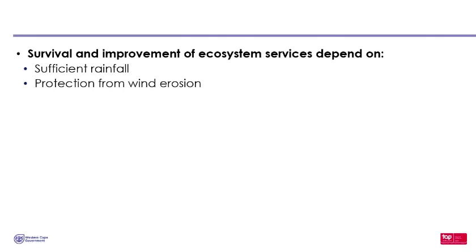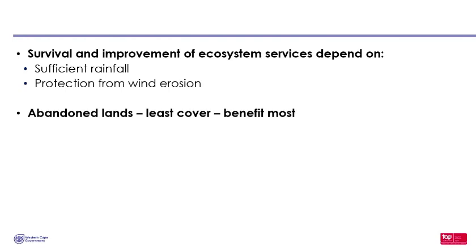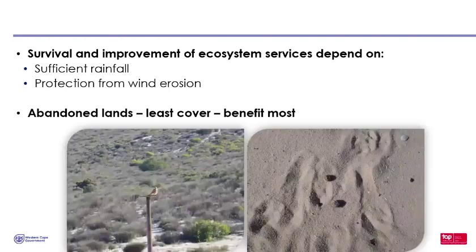In conclusion, sufficient rainfall and protection from wind erosion are critical for the survival of young plants and the improvement of ecosystem services. Abandoned lands with the least natural cover benefit the most from restoration actions. We've seen activities of birds, hares and other small animals on the lands, especially prominent at the Redlinghuis site that was originally rather bare, indicating an improvement in the overall ecosystem health since we've started with our rehabilitation actions.